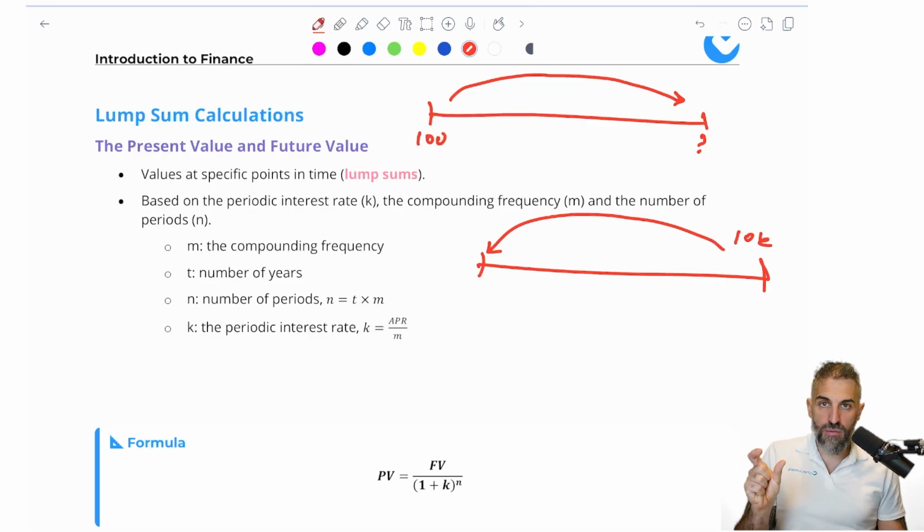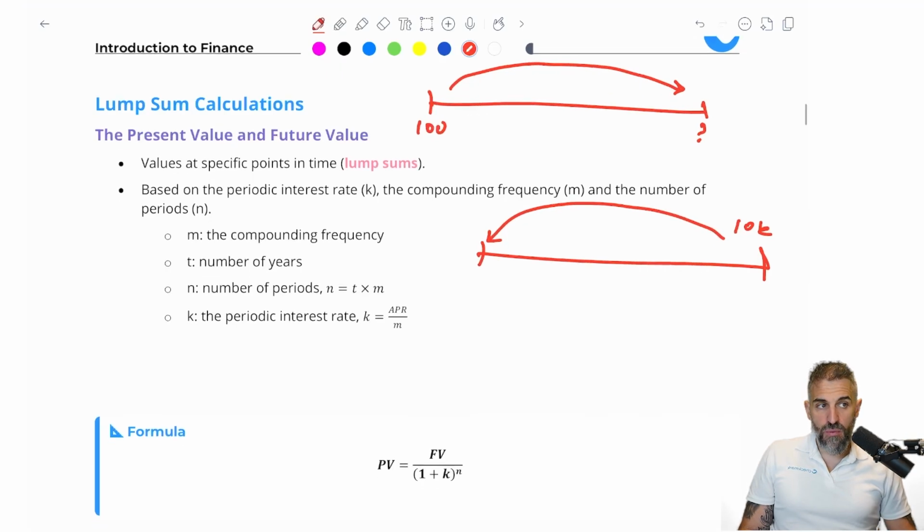When finding the present value or the future value of something, that's all you're doing. You're taking the value at one point in time and just moving it to a different point in time while taking into consideration the interest rate over that period, okay? And so we'll start with the basic one, which is a lump sum, moving one value at a time.